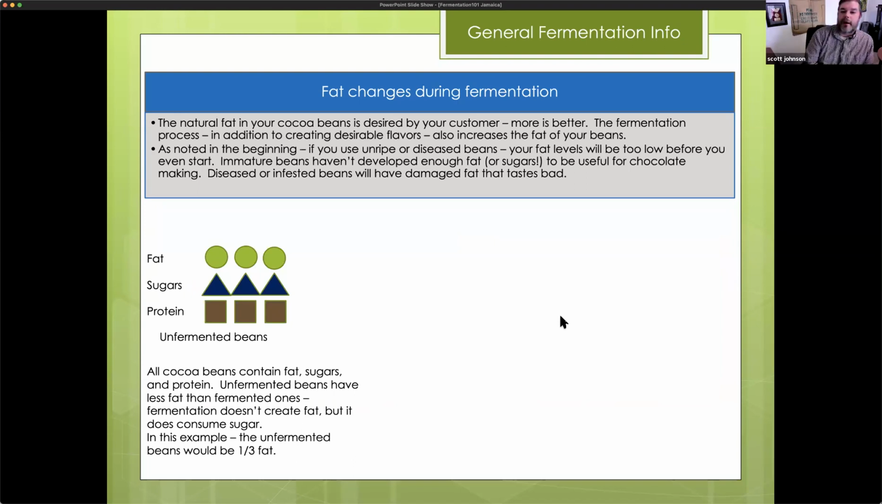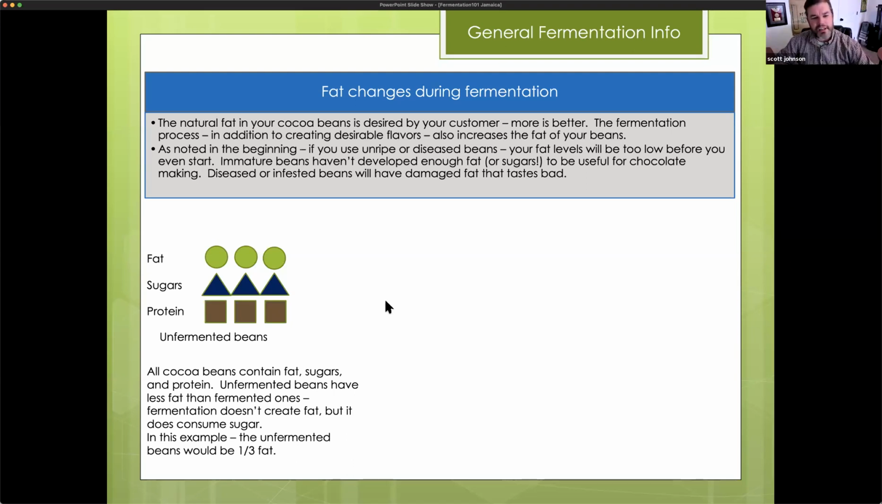I want to talk a little bit about what's happening with fat during your fermentation. I think I've mentioned a couple times now that if you have a poor fermentation, you're going to end up with low-fat beans. And in all the chemistry that we've talked about to date, I've not said that we're creating fat. Our fermentation doesn't create fat, rather it burns sugar, it eats sugar. So how does a fermented bean end up with more fat than a non-fermented bean?